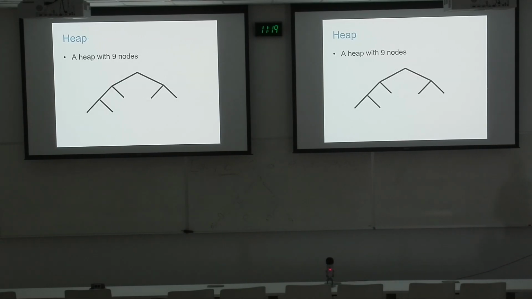So, here's an example of a heap with 9 nodes. In this case, I didn't draw the nodes. The nodes are just at the ends of the line. So 1, 2, 3, 4, 5, 6, 7, 8, 9, right?